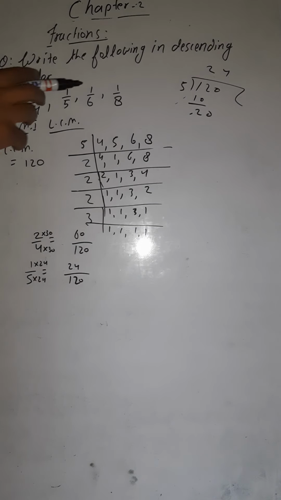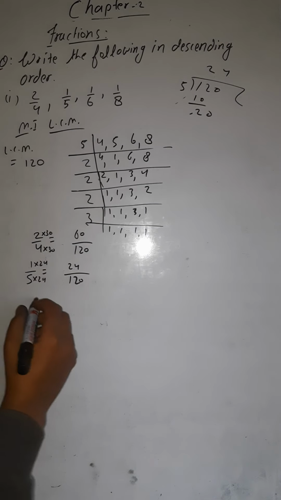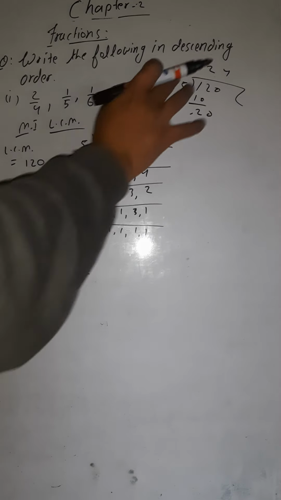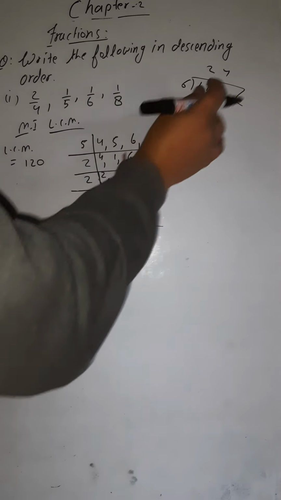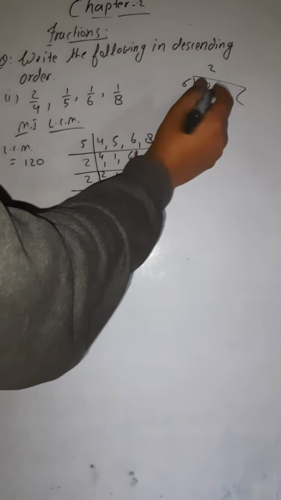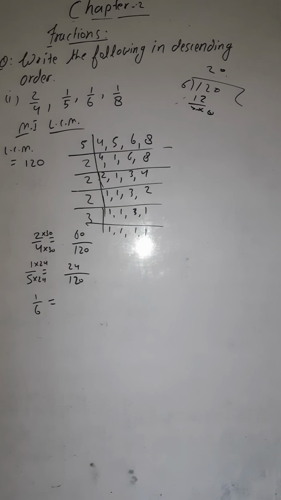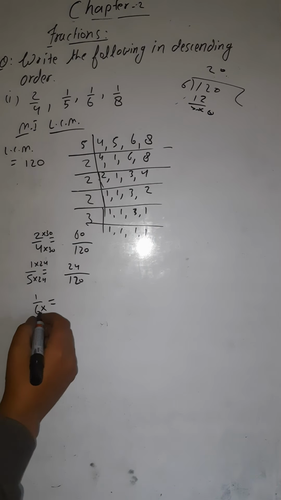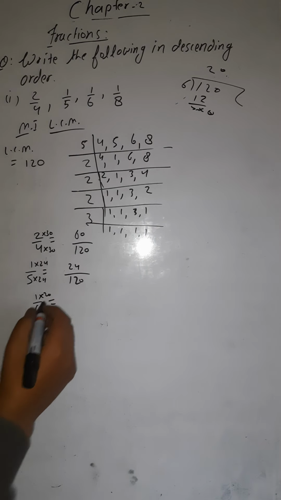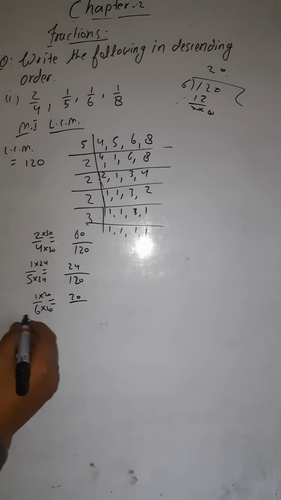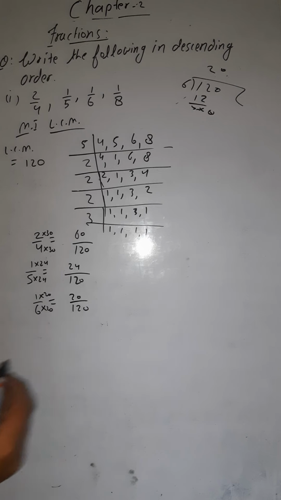Now the next fraction is 1 by 6. Let's change this also. Here also the LCM is 120. You are going to divide this LCM by 6. How many times will it go? 6 2s are 12, 0 not divisible, so it stays as it is. So it means 20 times. You would multiply the denominator by 20 as well as the numerator by 20. So 20 1s are 20 and 20 6s are 120.